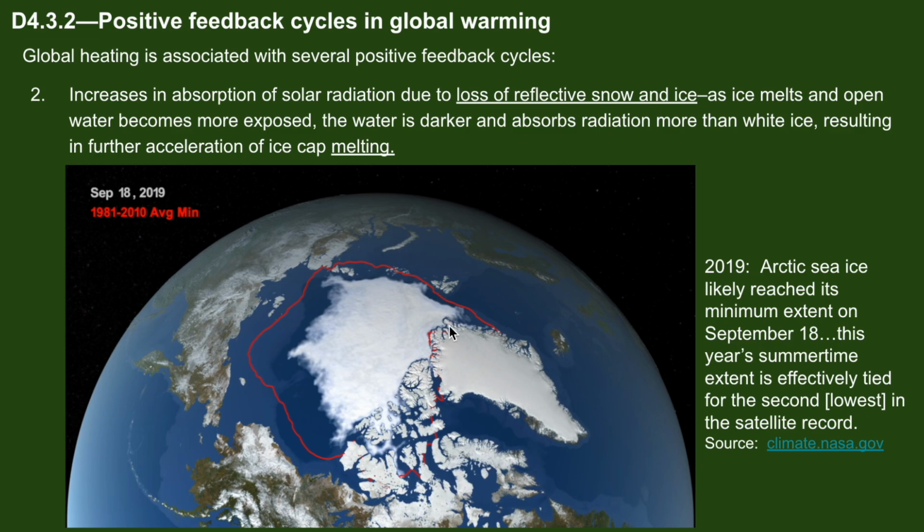Secondly, increases of absorption of solar radiation due to the loss of reflective snow and ice. Okay, so as we have these white ice areas of our planet, as it melts, we have less of that light white colored reflective surface. Water is darker, absorbs more radiation than white ice, and that then just is a positive feedback loop, leads to more ice melting.